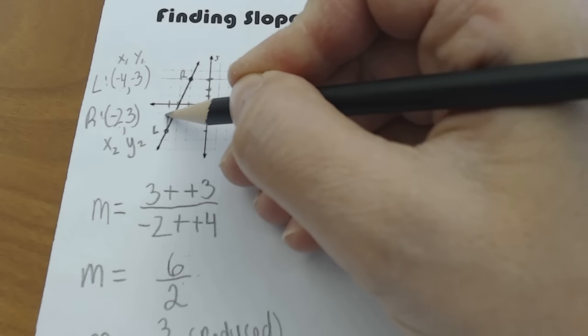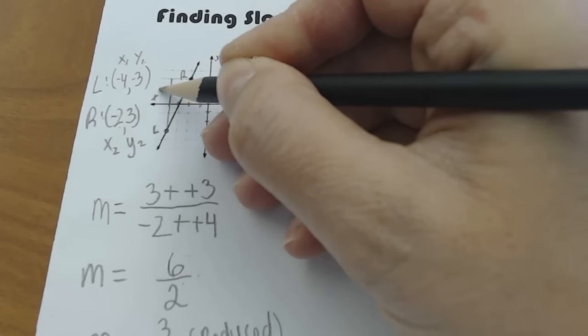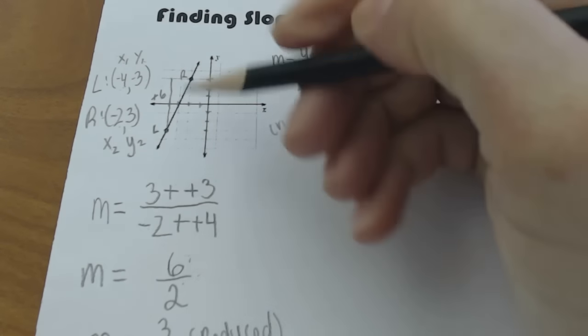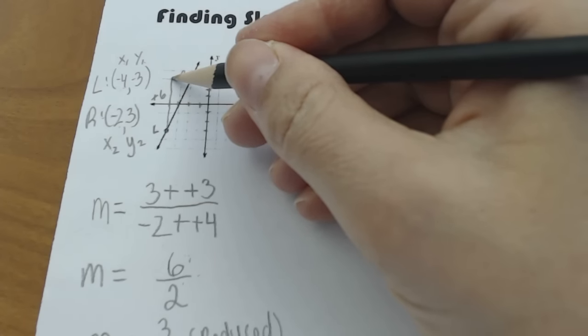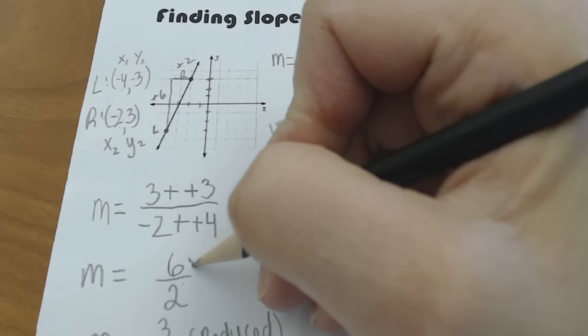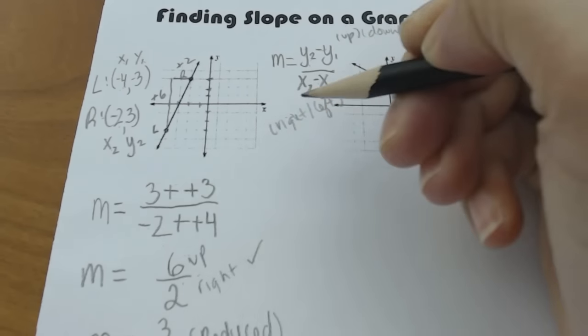So we have to go 1, 2, 3, 4, 5, 6. So we went up 6, and that's why we have our +6. So this one is correct right here. Then we're going to be going to the right 1, 2. We went right 2. So this up 6, right 2, we got it correct, so that checks it out.